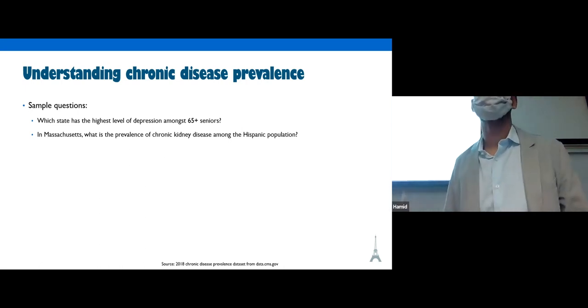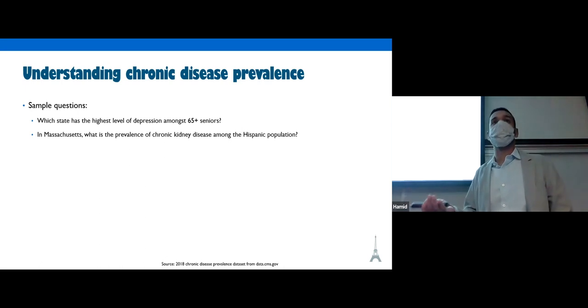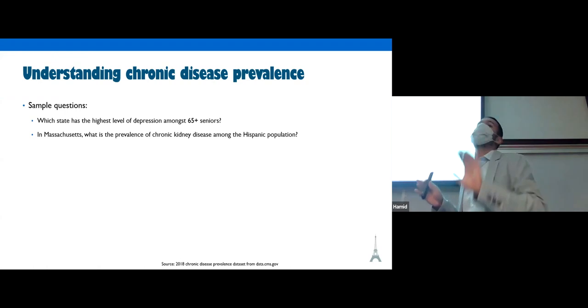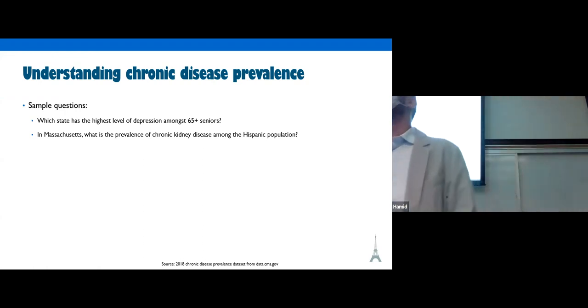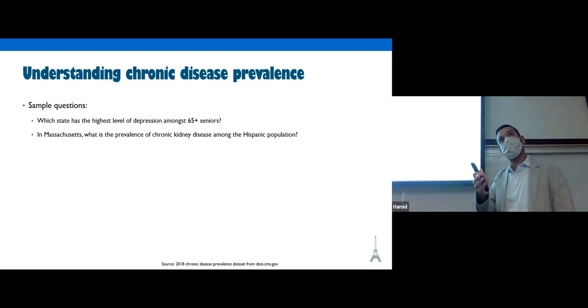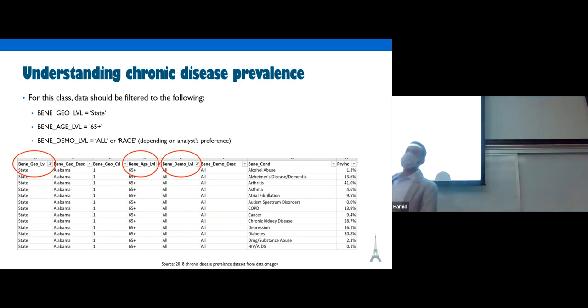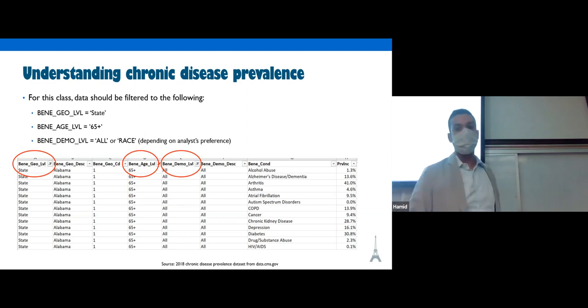Sorry, what was that? I actually have no idea what it is because I don't remember the one. But tell us how you filtered the table. And then did you filter the race for Hispanic? Here, you have to change the Benny demo level to race. And then out of race, you have to look for the one that says Hispanic.